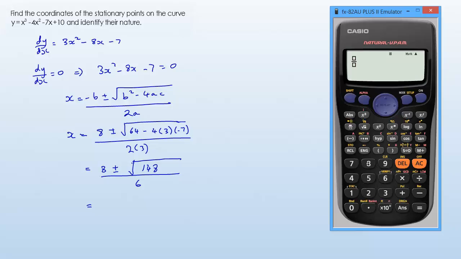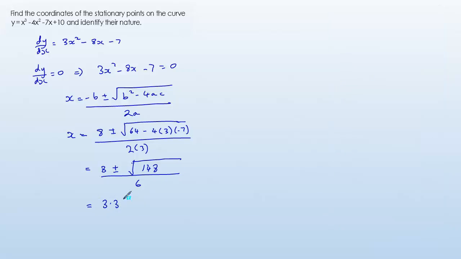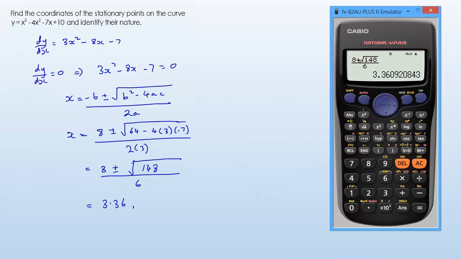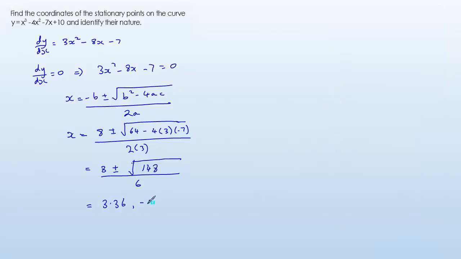So we're going to get 8 add the square root of 148 over 6, so 3.36, and then we turn that plus into a minus, and that's negative 0.69.